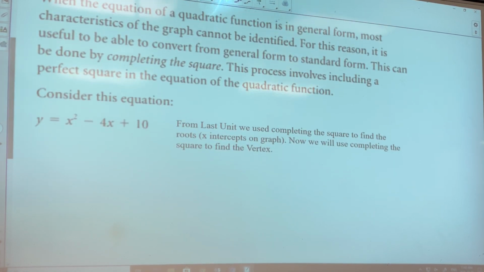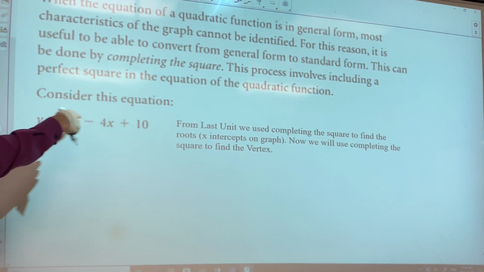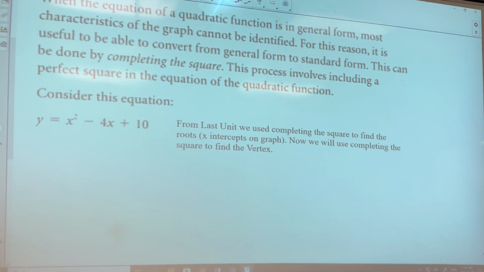Let's see, what's this big blurb? When the equation of a quadratic function is in general form, most of the characteristics can't be identified, right? Like you can't get the vertex out. You have to solve for the x-intercepts, which you have to do anyways if you're in standard form. Basically, sometimes it's useful to be able to go from general form into standard form. Do you guys agree?